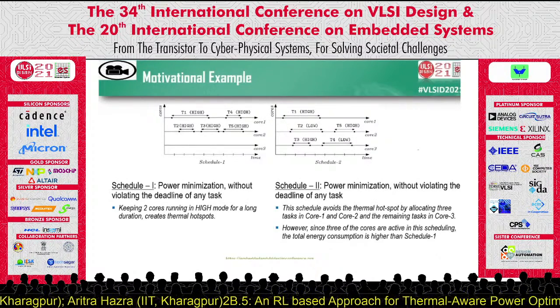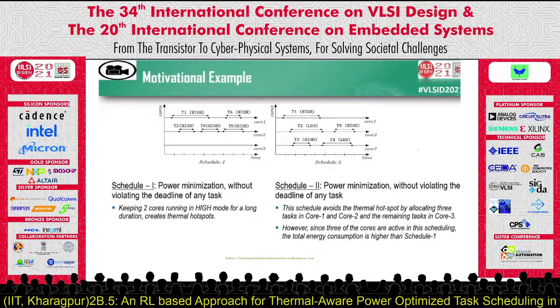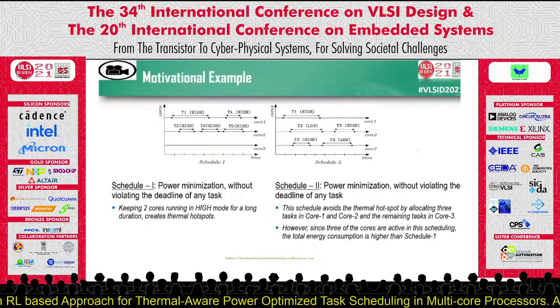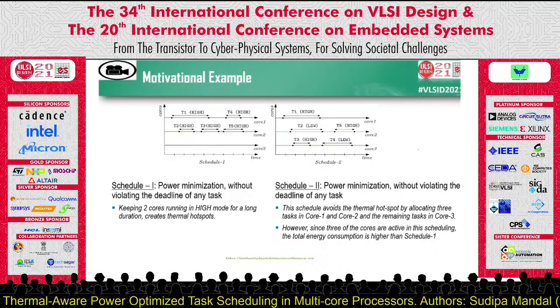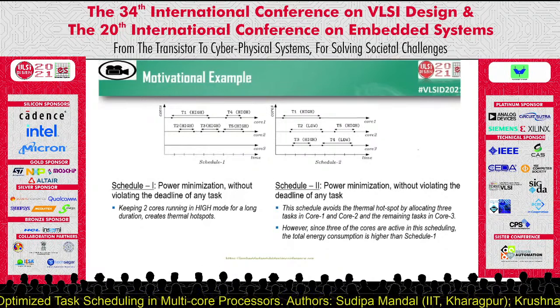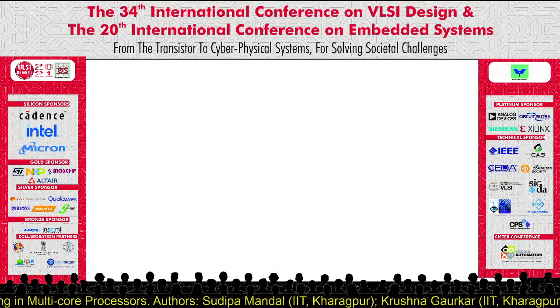Now let's take a look at Schedule 2. This schedule avoids the thermal hotspot by allocating three tasks in Core 1 and Core 2 and the remaining tasks in Core 3. However, since three of the cores are active in this schedule, the total energy consumption is higher than Schedule 1. Thus, there is some power overhead.